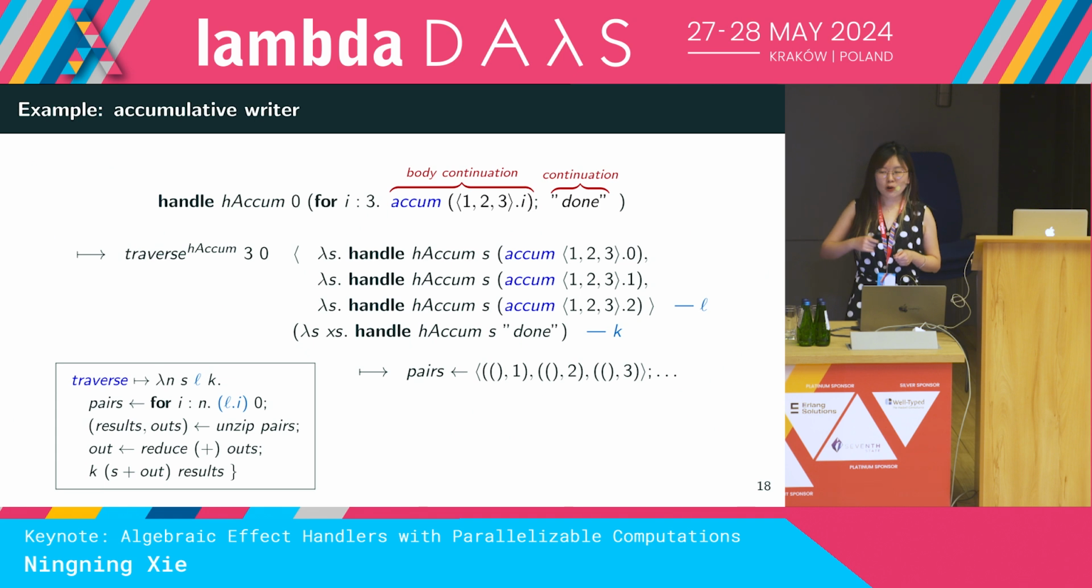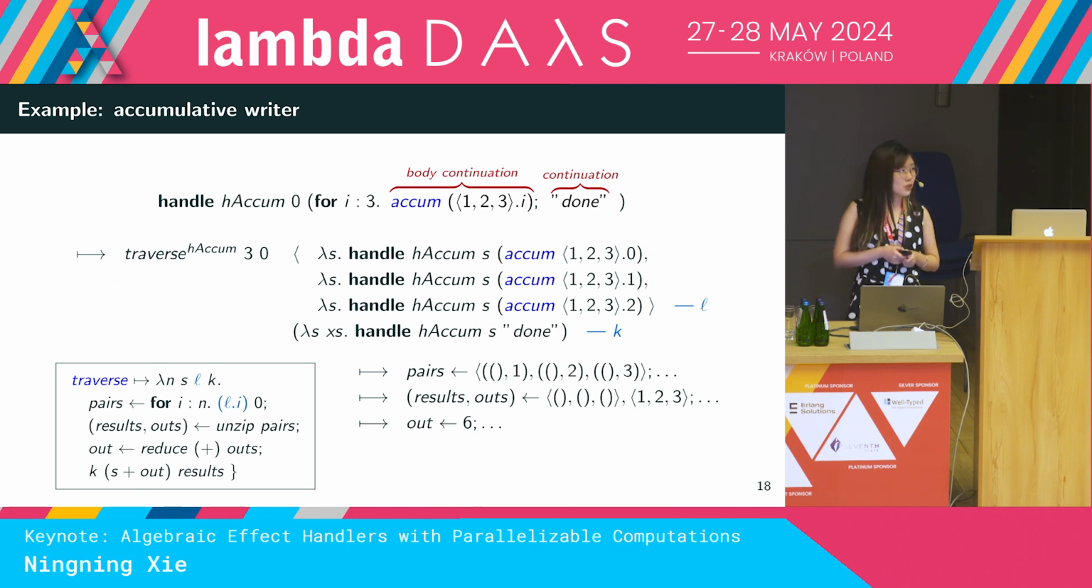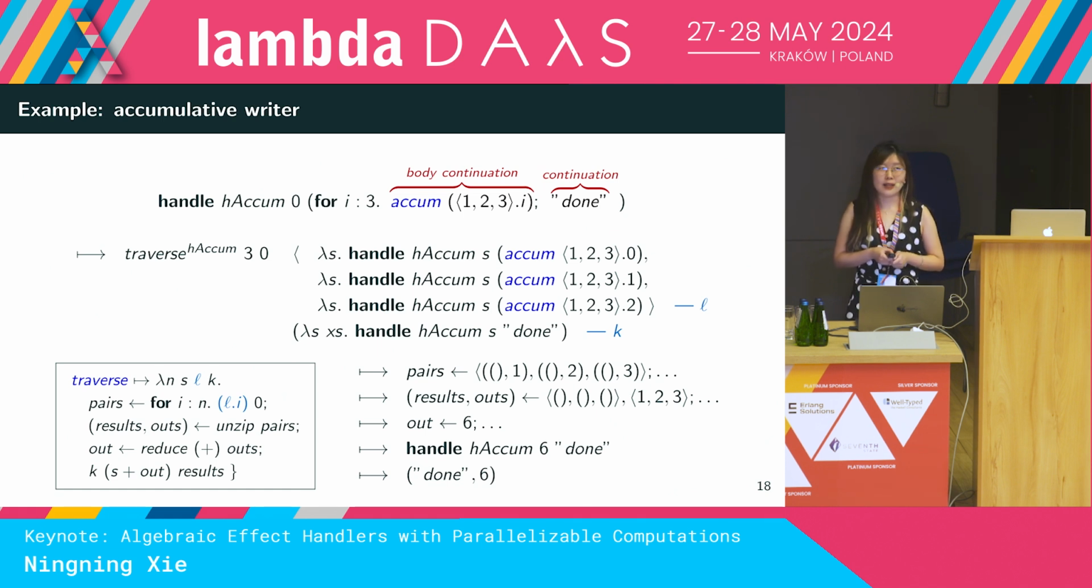Once we are done with calling the body continuations, we will get back a list of results, and each result is a tuple of unit, which is a computation result, and then the final state. In this case, they are 1, 2, 3, respectively. Then we do some unzipping to get an array of computation results and an array of stateful results, and we do some reduction to reduce the results of the final states. Finally, we resume the original computation with the new state now being 6, and the final result, which is just the string "done". The final result of the whole computation now is just the tuple of the result "done" and the final state 6.